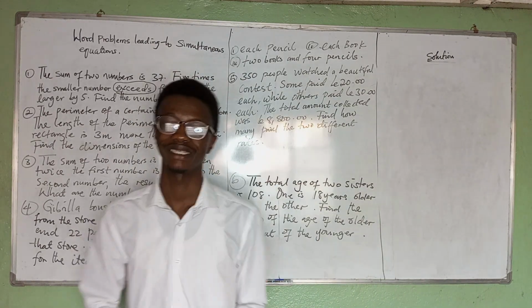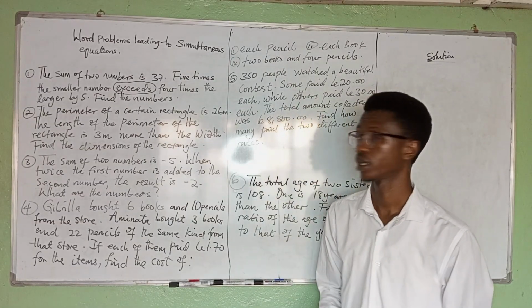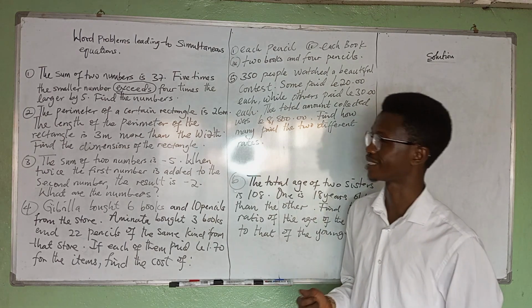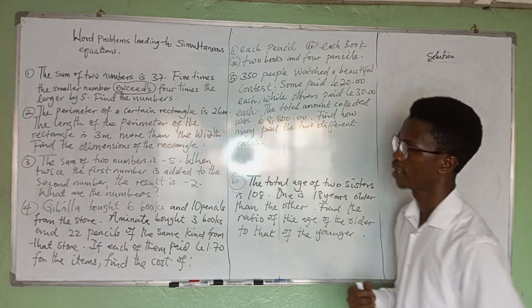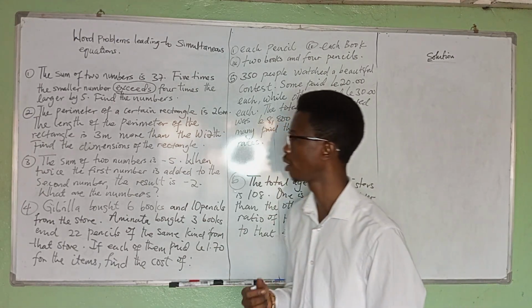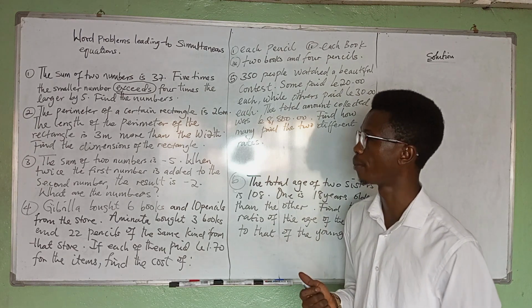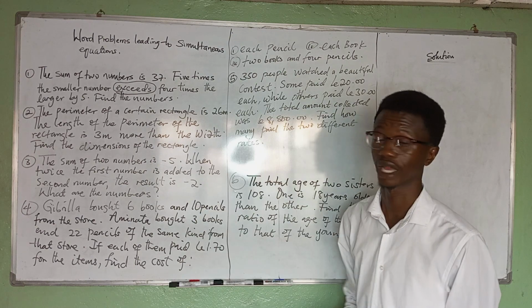Okay, so let's look at the second question. Let's just interpret that quickly. So the second question says the perimeter of a certain rectangle is 26. The length of the rectangle is 3 meters more than the width. Find the dimensions of the rectangle.